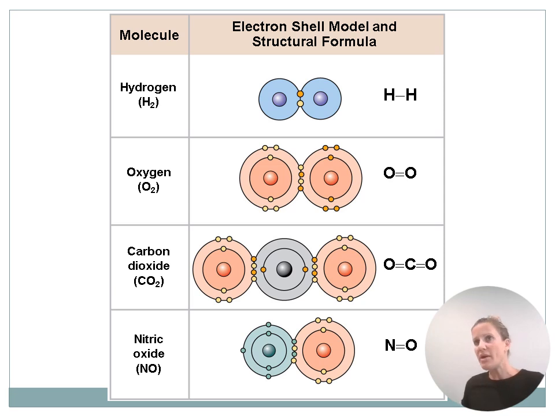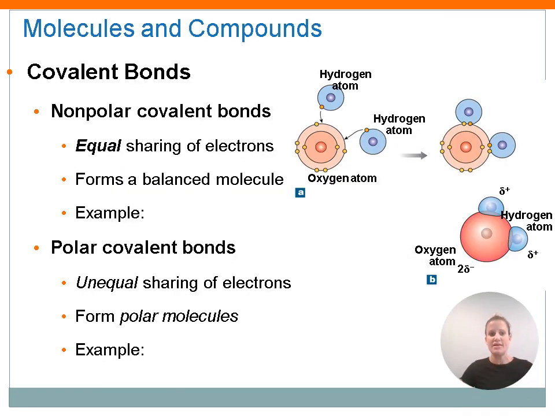Sometimes, again, sharing 1 pair of electrons doesn't give you enough. Sometimes you have to share 2 pairs of electrons. And that's a double covalent bond. That's what's happening here with these 2 oxygen atoms that are being held together. I'm not super worried about you being able to put together complex models of this. Just understand that a covalent bond occurs when 2 atoms overlap their shells and they share pairs of electrons. What's more important is for you to understand the 2 types of covalent bonds.